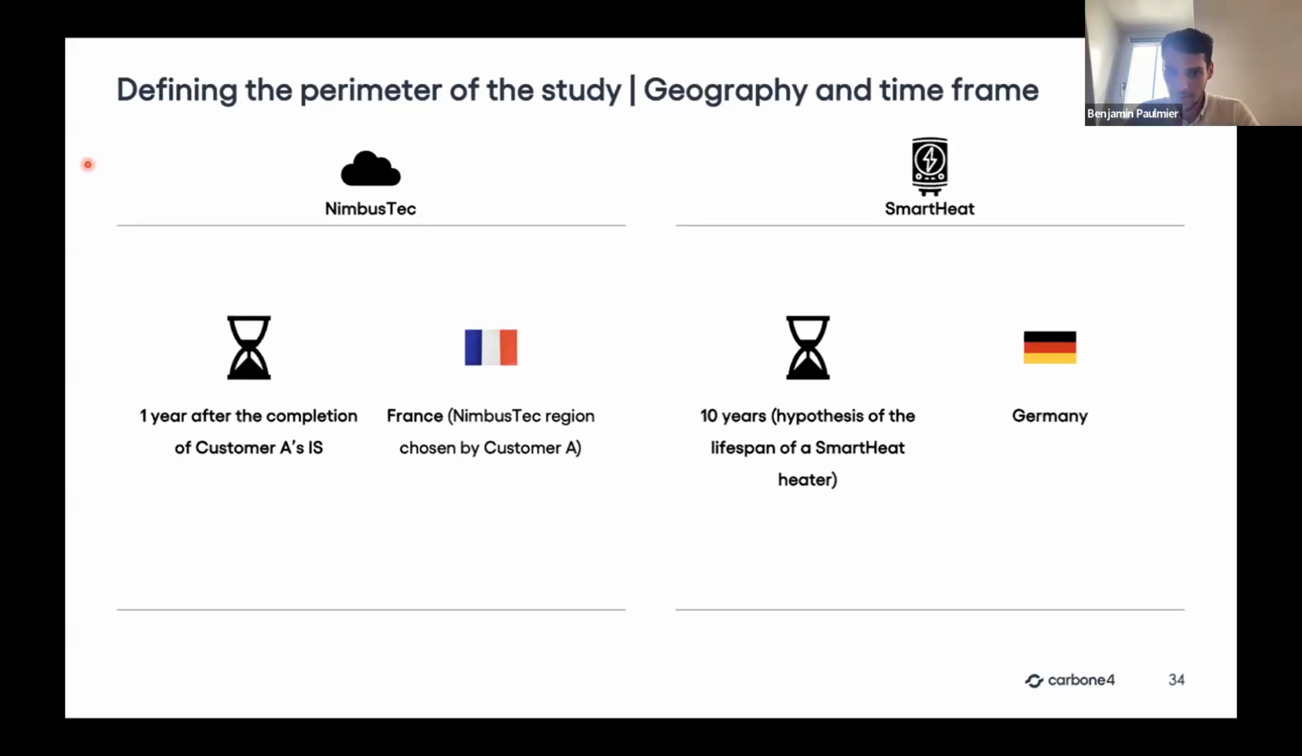These are just examples. And an important thing to note here is that all emissions linked to electricity consumptions must be computed using the location-based methods, as we want to be as close as possible to the physical reality of emissions that are occurring because of the use of the considered solutions.